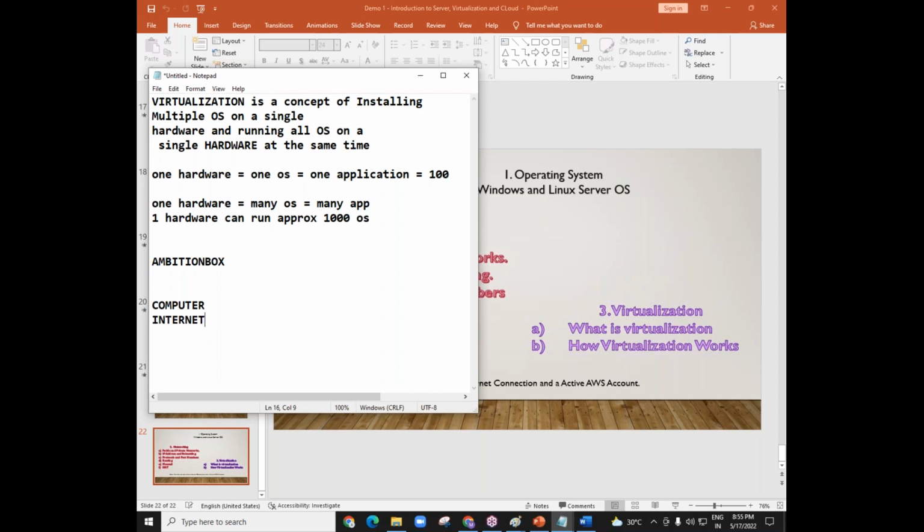You need internet. Can we see any place without internet nowadays? No. You need internet, and then you need an AWS account. It is like your free account. I'll show you in coming classes how to create an AWS free account. So these are the three prerequisites you should have. A working computer, whatever configuration it has, doesn't matter, then internet, and then a free AWS account.